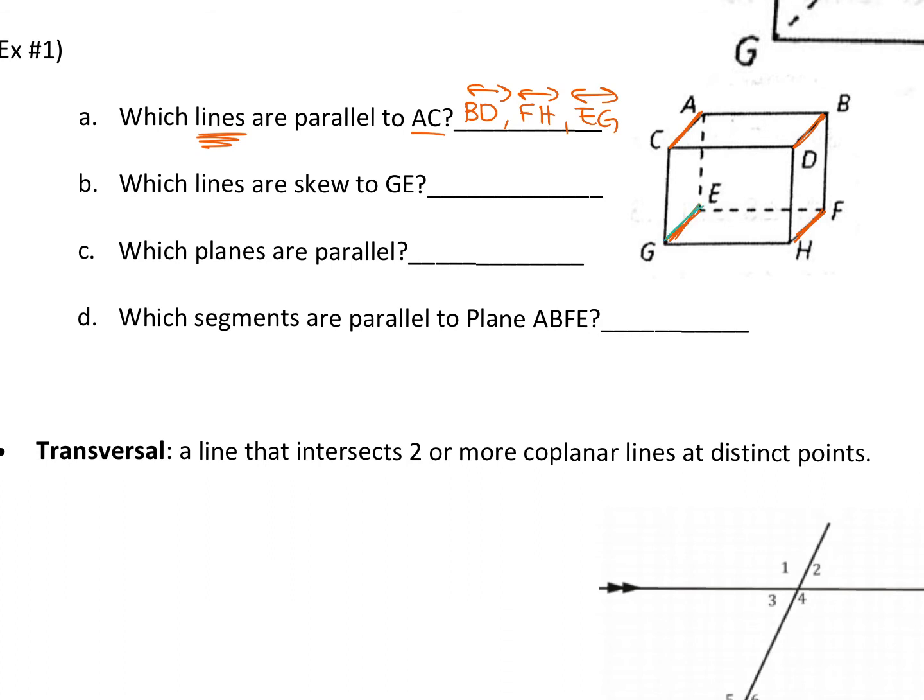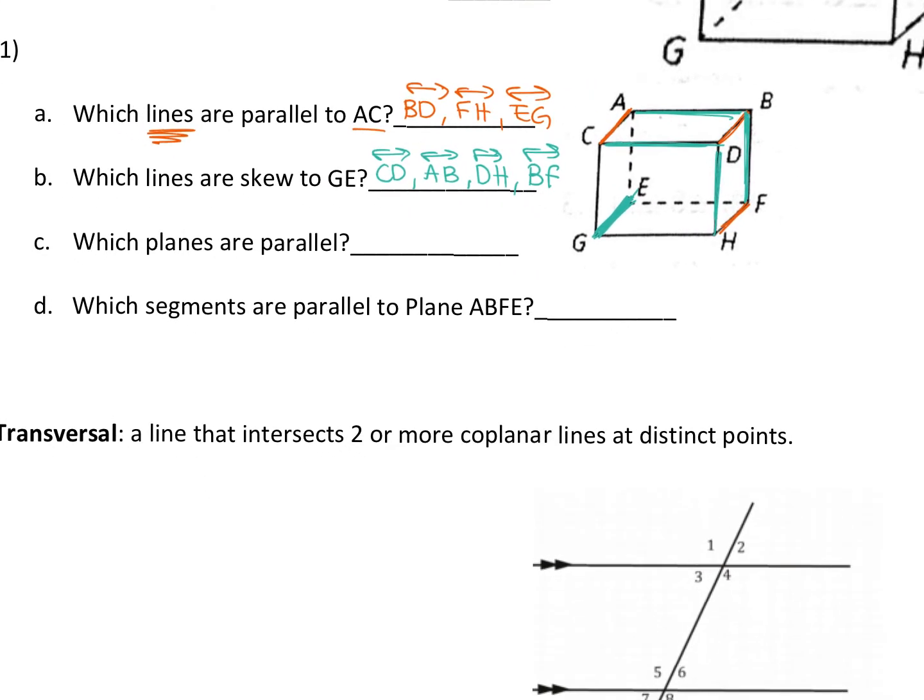How about skew to GE? So here's GE, and we want to be skew to that. CD would be one. Okay. AB would be one. So never touching, but not in the same plane. 2 other ones that are drawn in anyway. DH. And BF. Okay. Yes, sir. Skew can't be on the... Oh yeah, never mind. This is a different plane. Yeah.